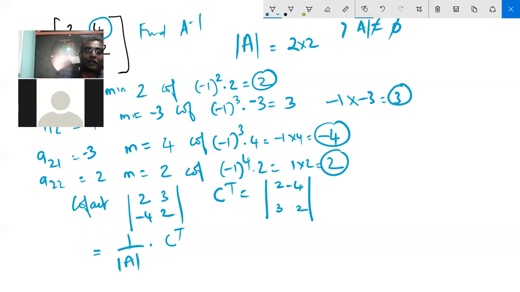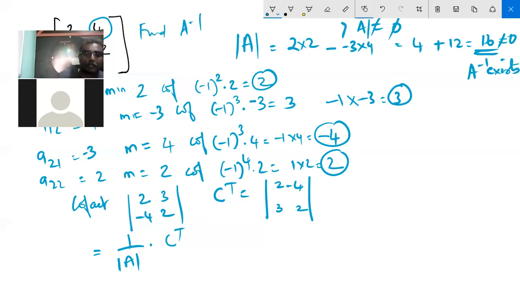Yes, we forgot that. Very important step. We should not waste time doing all this. So the wrong thing I did, you also don't do the wrong. 2 into 2 minus 3 into 4, that is 4 plus 12, minus 12... 16. So it is not equal to 0. So A inverse exists. Okay, now let us find A inverse. What is it? 16. That means 1 by 16th of 2, minus 4, 3, 2.